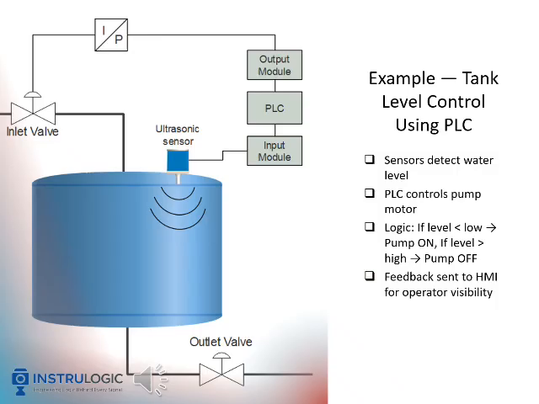Let's look at a simple example of PLC in action, controlling the water level in a tank. Sensors measure the water level and send signals to the PLC. The PLC runs a logic program. If the level is below the low limit, it turns the pump on. If the level goes above the high limit, it turns the pump off. This ensures the tank stays within the desired range. The PLC also sends feedback to the HMI so the operator can monitor the status in real time. Think of it like an automatic water tank system at home, but smarter and industrial grade.